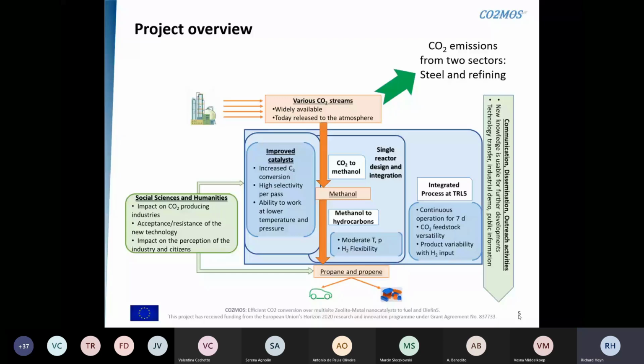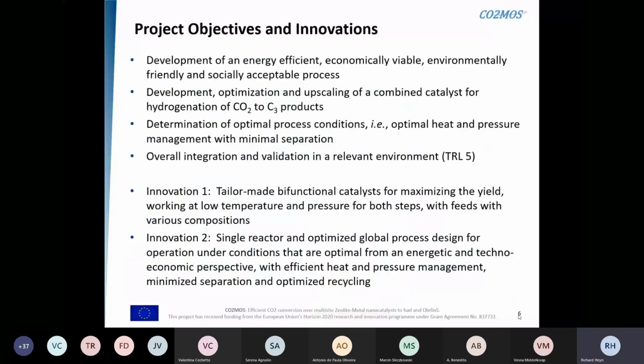So the project objectives: we want to have an energy efficient, economically viable, and environmentally friendly process. We want to develop, optimize, and upscale this combined catalyst, for the two functions that I've indicated, the hydrogenation of CO2 and the methanol to hydrocarbons. We want to have this combined in an optimal system. We want to have the optimal process conditions, so we want to be able to control the heat and pressure. We want minimal separation at the end, from the outlet of the reactor. And then we want to integrate all of this into a relevant environment.